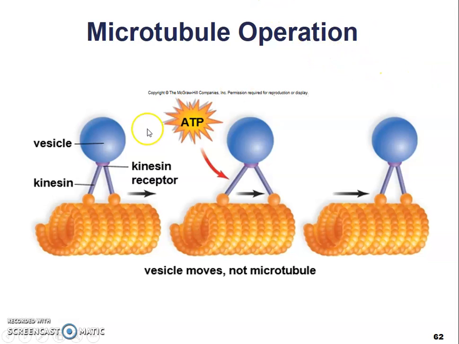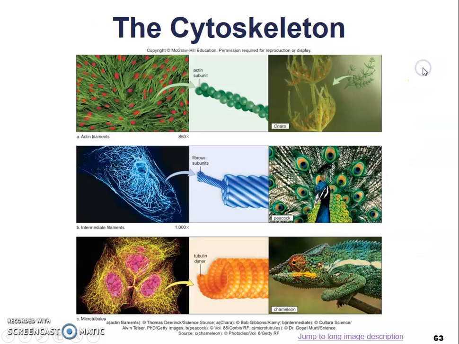So for microtubule operation, there is a vesicle, some kinesin, and our substance down here. The vesicle moves, not the microtubule. Here we have images of the cytoskeleton, okay, these long fibrous strands. We start at 850 times magnification here, okay. We move on to 1000 times magnification here with intermediate filaments, and down here with the microtubule, it's not listed, but it is very, very, very small.